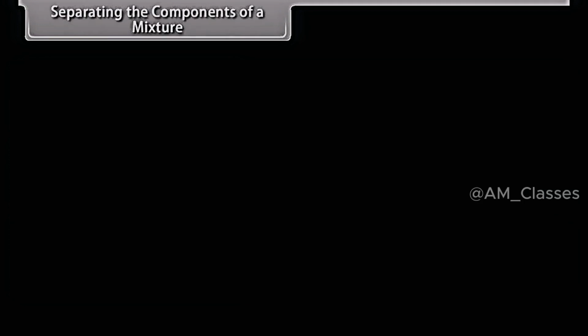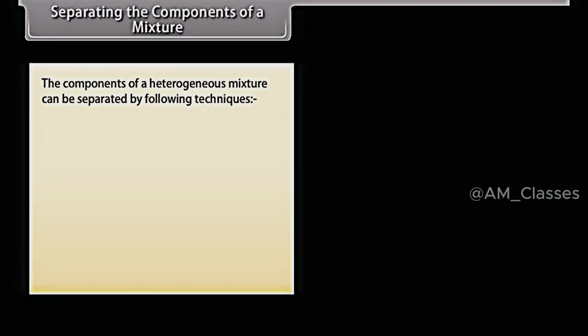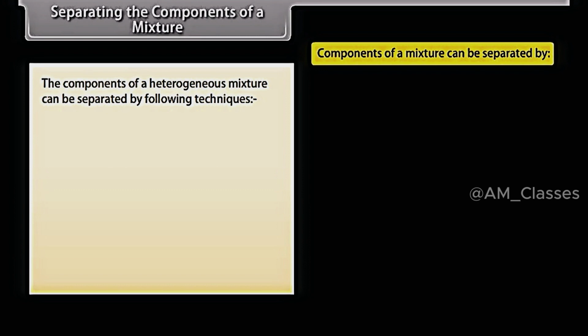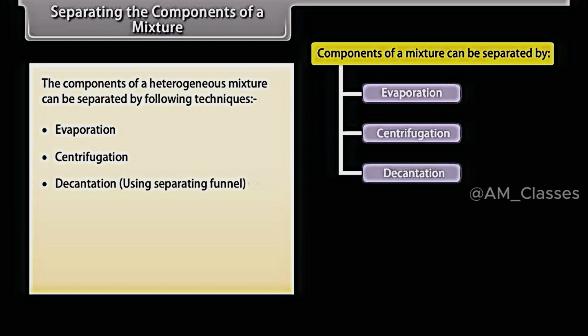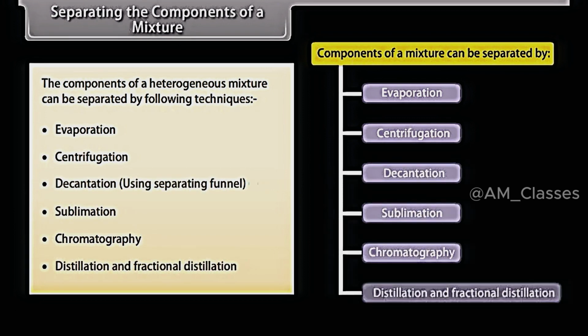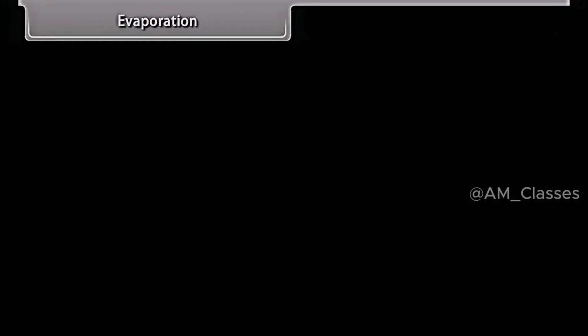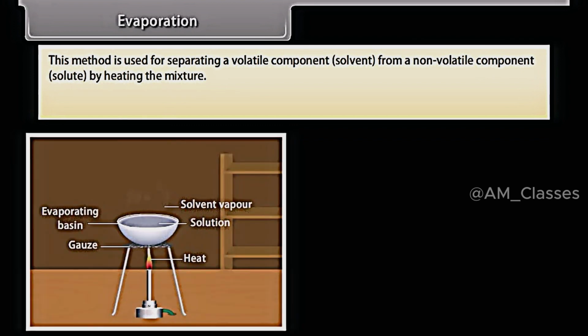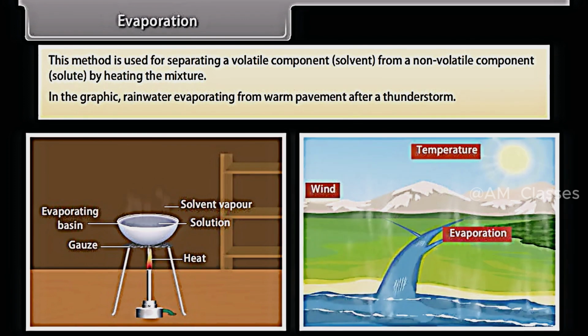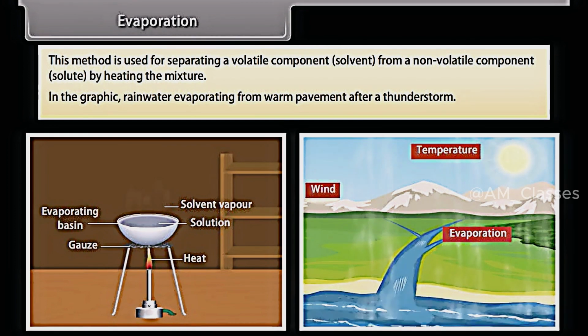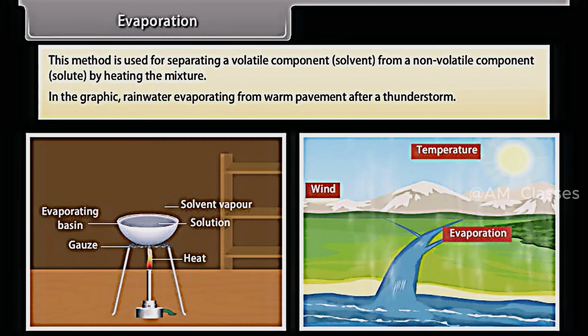Separating the components of a mixture. The components of a heterogeneous mixture can be separated by the following techniques: evaporation, centrifugation, decantation, sublimation, chromatography, distillation and fractional distillation. Evaporation. This method is used for separating a volatile component, the solvent, from a non-volatile component, the solute, by heating the mixture. In the graphic, rainwater evaporating from warm pavement after a thunderstorm.